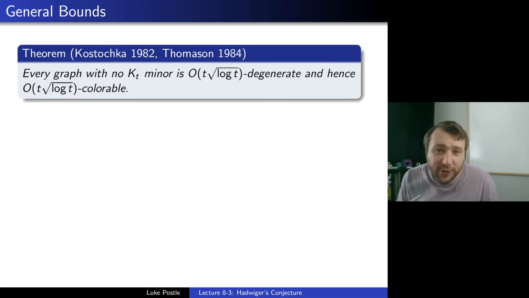Instead, we could talk about general bounds then. So maybe this is the other direction to go. Instead of asking, can we prove it for a given t, we can ask what, for general t, can we do? So what is the relation between no K_t minor and colorability?